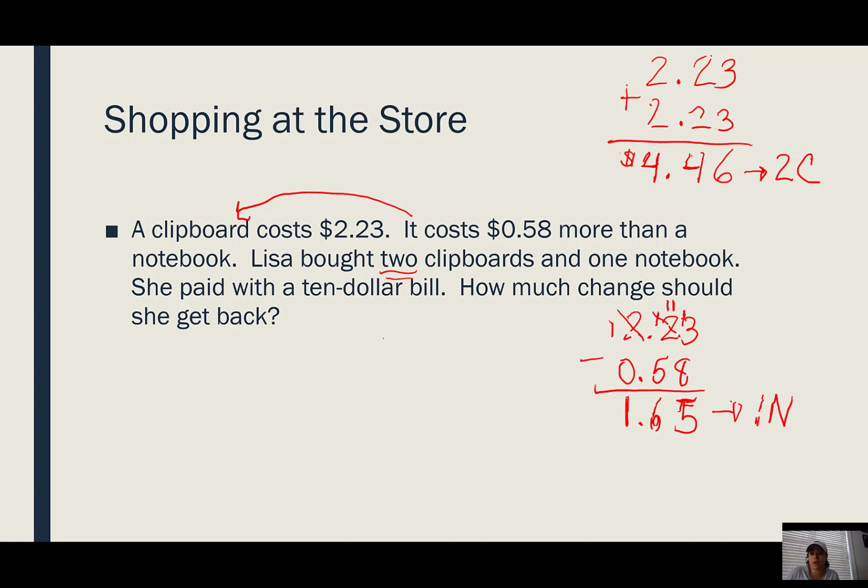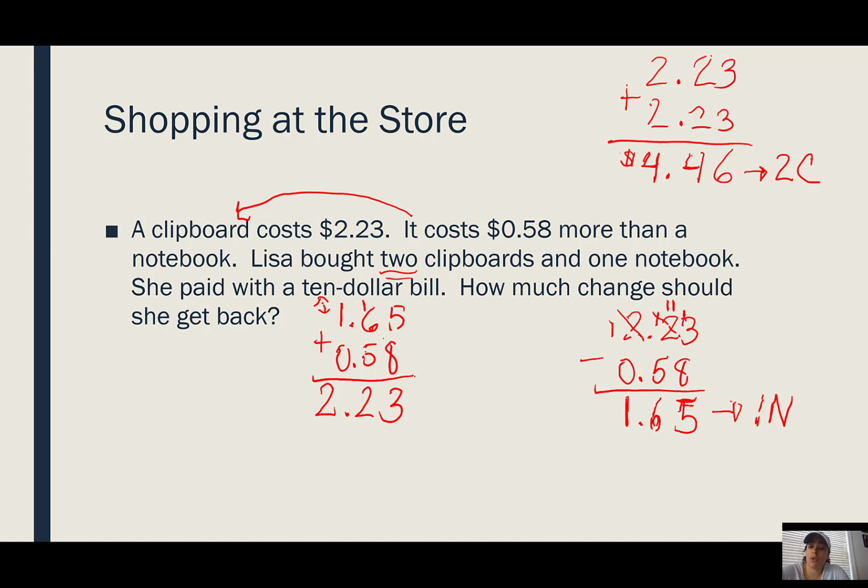We can even check it to make sure it adds back up to the price of the clipboard. So if we want to do it, the price of the notebook plus the 58 cents. So we said the clipboard was 58 cents more than the notebook, so this should give me the price of the clipboard. 1 plus 6 is 7, 7 plus 5 is 12. Yep, I'm back to the price of the clipboard. So this is the price of the notebook.